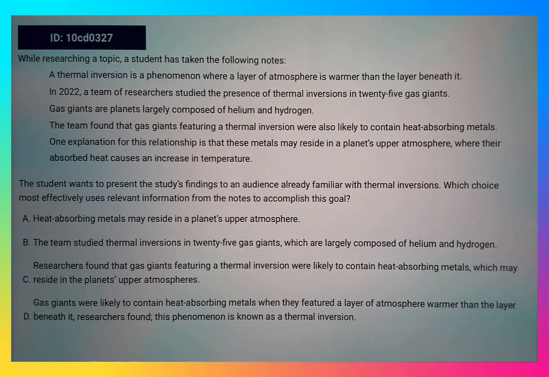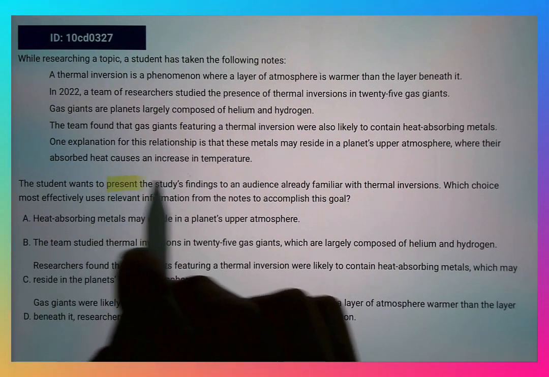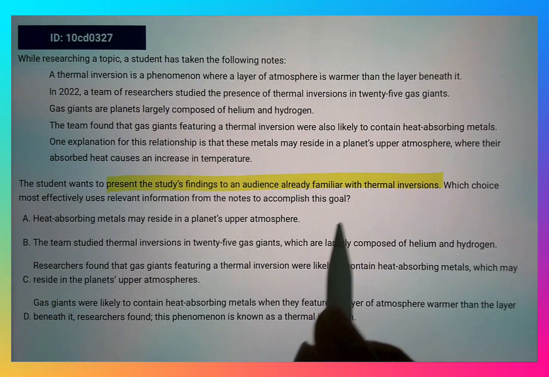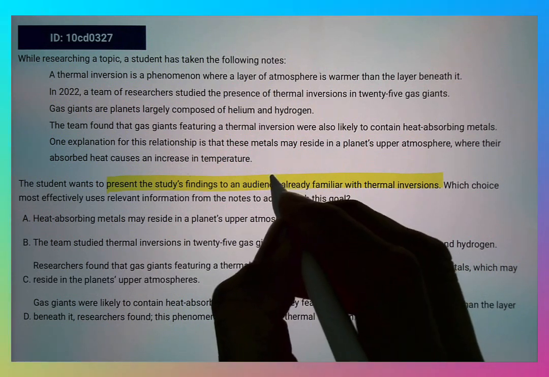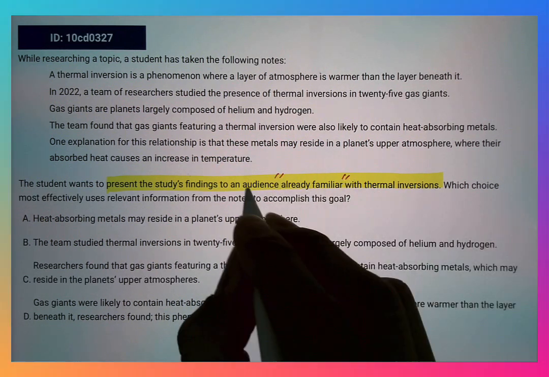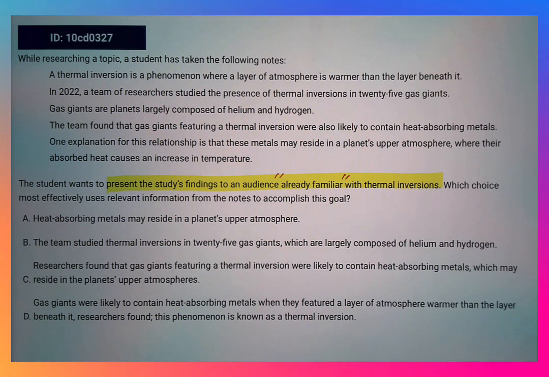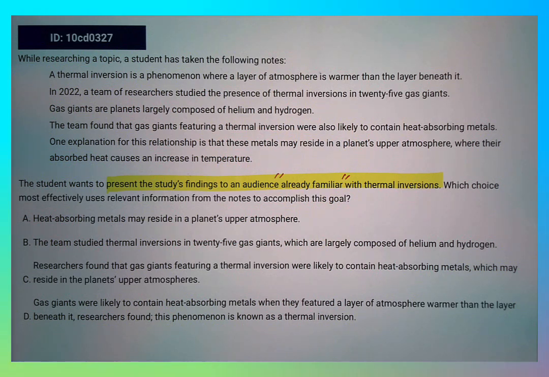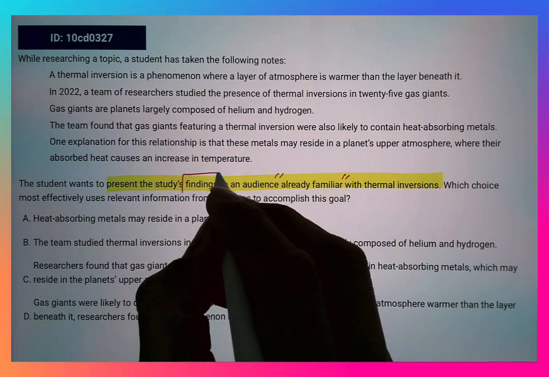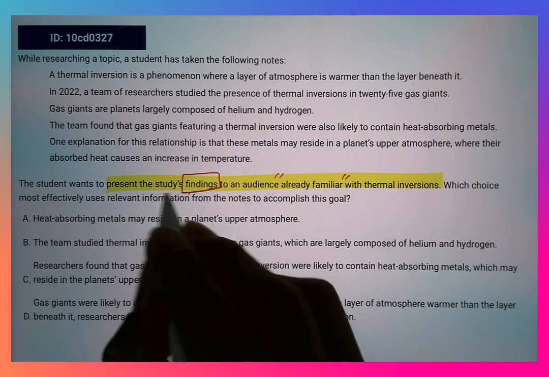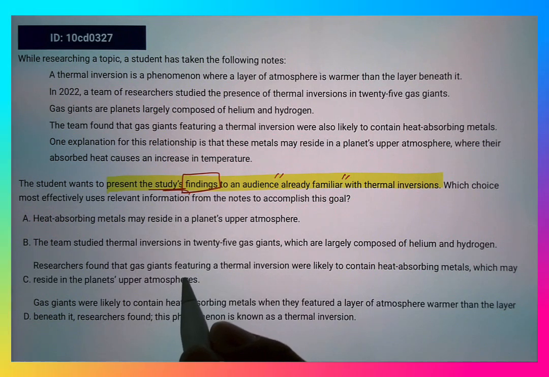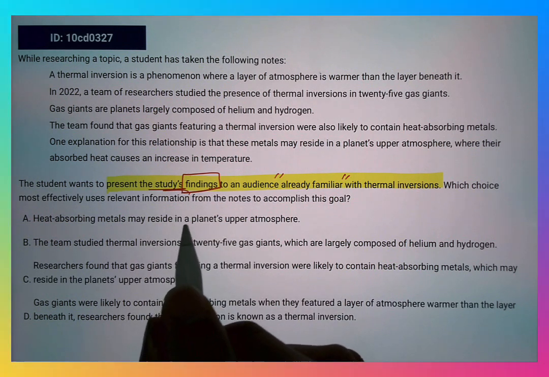Okay, the student wants to present the study's findings to an audience already familiar with thermal inversions. So there is an important part. Let's pay attention to its audience already familiar. If there is a definition or something that's obvious about thermal inversions, you want to avoid that choice. And we have to focus on the study's findings. So having that in mind, let's read the student's note.